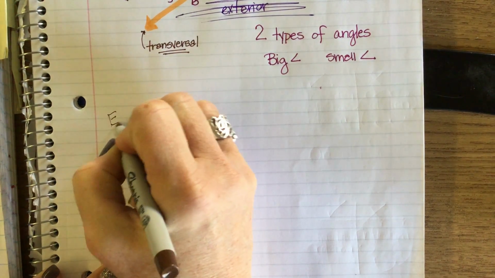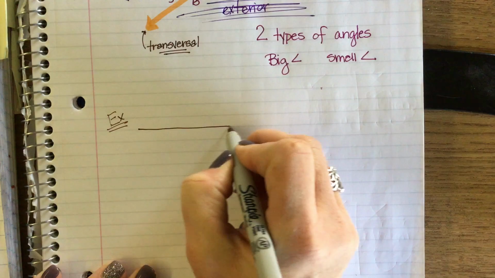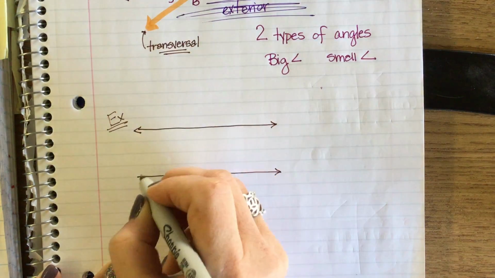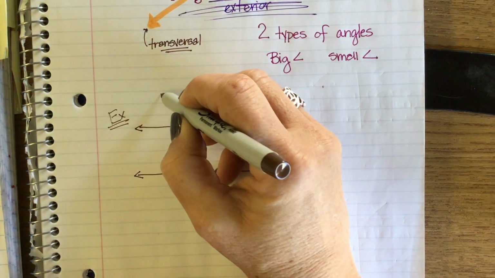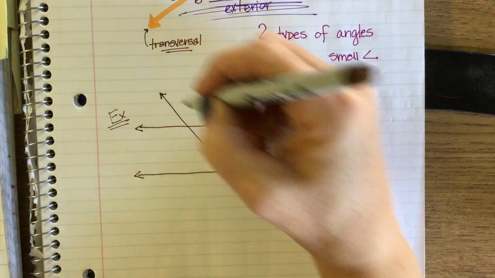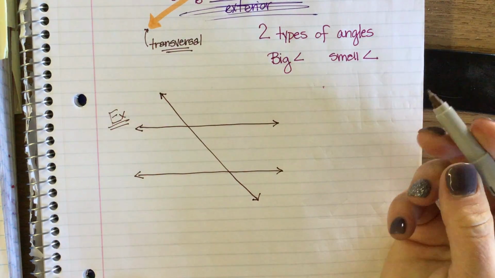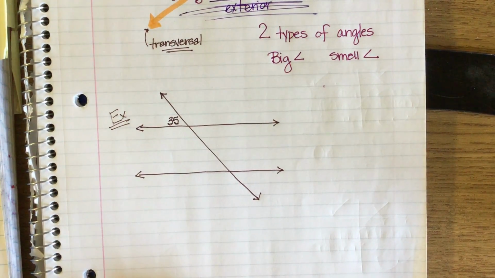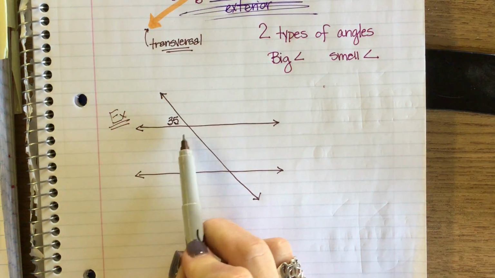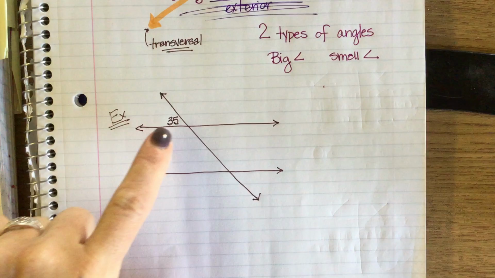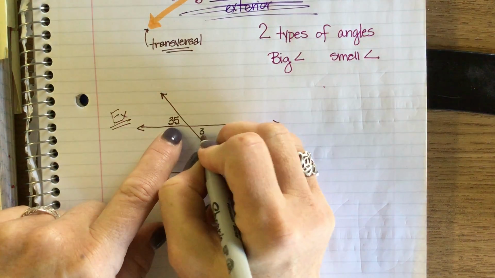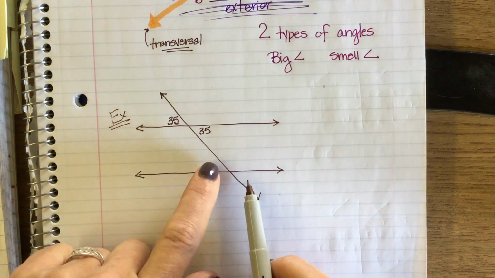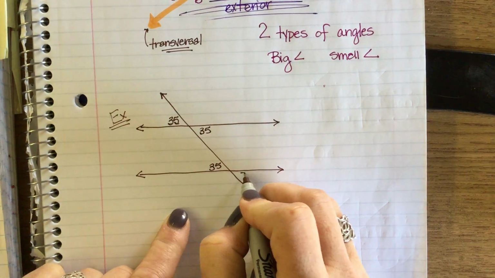Let's pretend that I have two parallel lines right here and right here. You can get good at this. There's rulers in the room. And then I have a transversal. So if this is 35 degrees, I can tell you exactly what every single angle is. That's right. If this is 35, this must be 35. These are the two small vertical angles. That means that these two are 35.